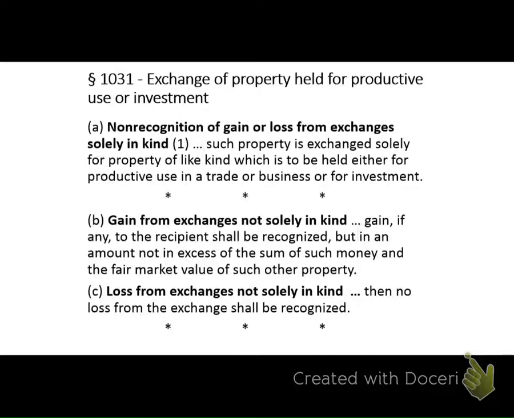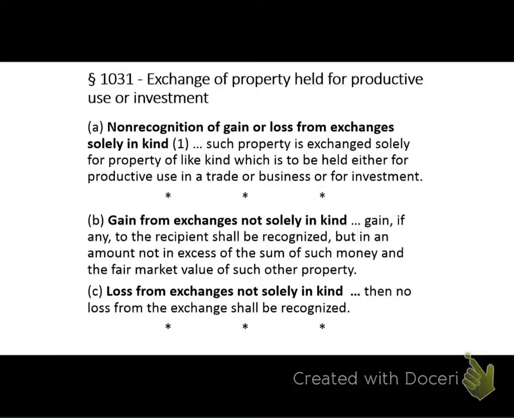I don't have to hold it for productive use in a trade or business, both before and after. It's either or. But I do have to hold it for either productive use in a trade or business or for investment, both before and after the transaction, or I don't get the non-recognition provision. What happens if I don't get the non-recognition provision? Then I have to recognize that gain that I've realized.